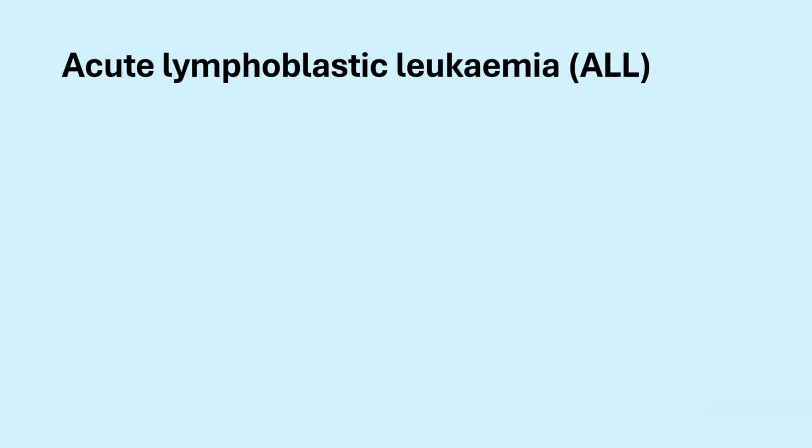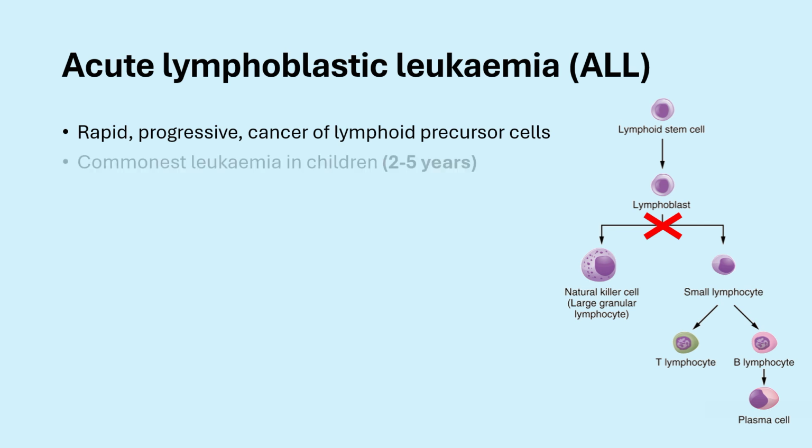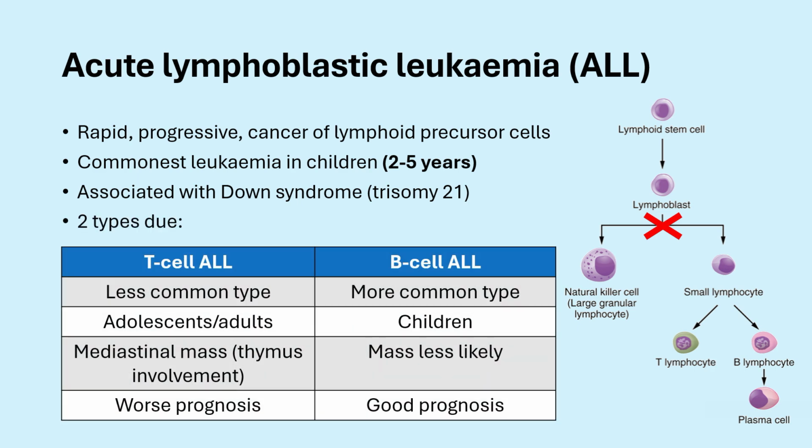Now let's move on to acute lymphoblastic leukemia. It's a rapidly progressive cancer of the lymphoid precursor cells, as shown in this image here. It is the commonest leukemia in children aged 2 to 5 years and is associated with Down syndrome, trisomy 21. There are two types of ALL. It can be T cell or B cell.